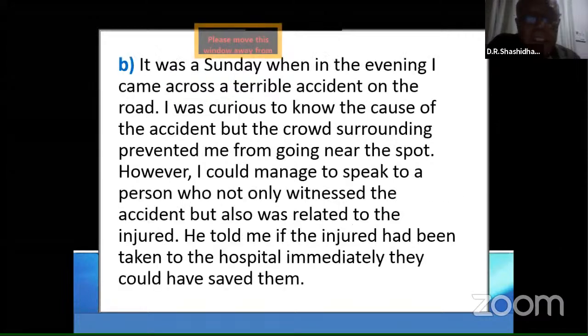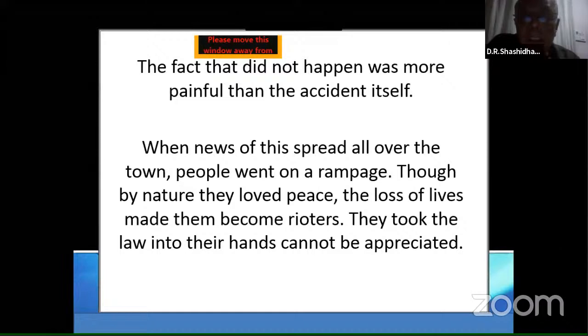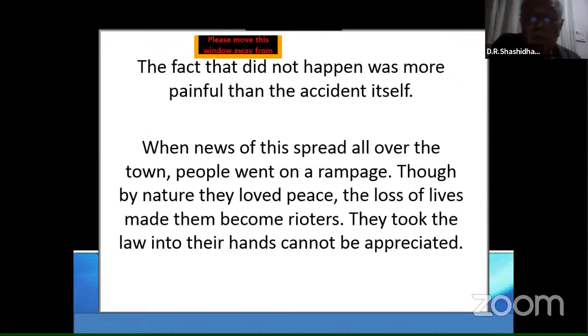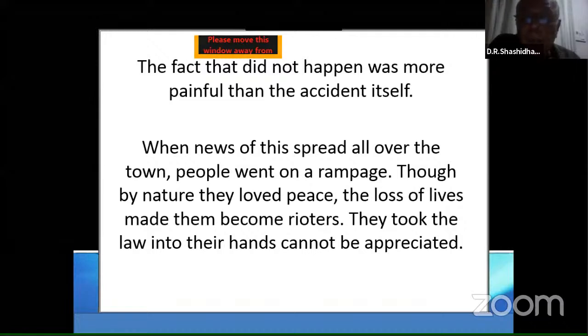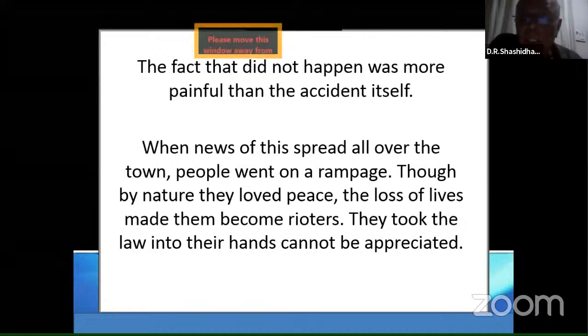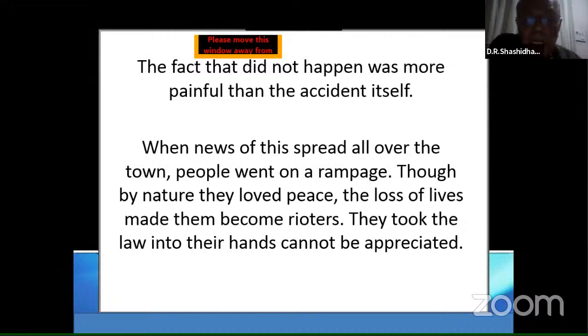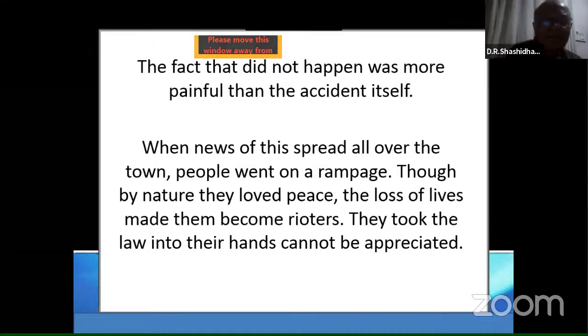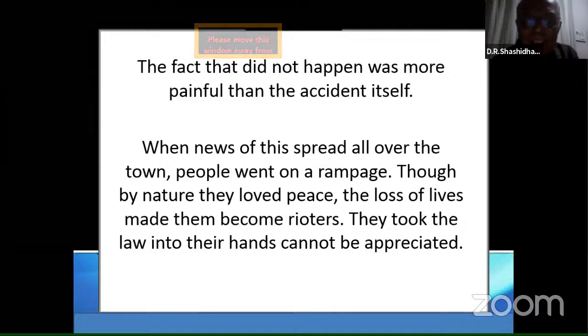Next: "Though by nature they loved peace, they took the law into their own hands, which cannot be appreciated." What kind of sentence is that? "Though by nature they loved peace, the loss of lives made them become rioters." It's a complex sentence because the sentence begins with a conjunction, "though". And the last one, "They took the law into their own hands, cannot be appreciated." Can you tell me why it is a complex sentence, Mr. Satish Kadam? Is there a subordinate clause there?